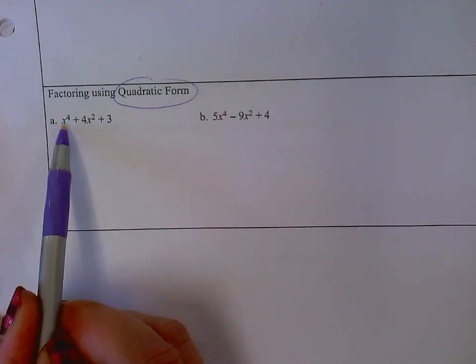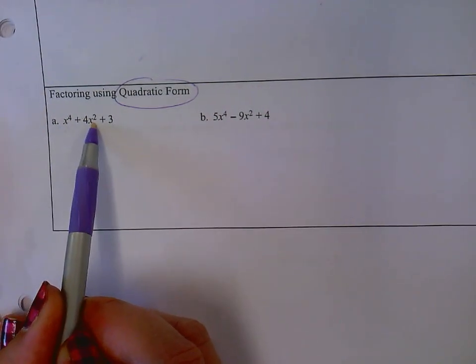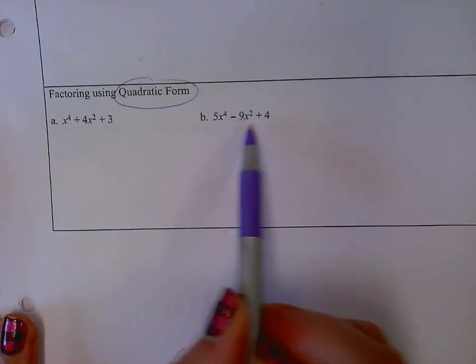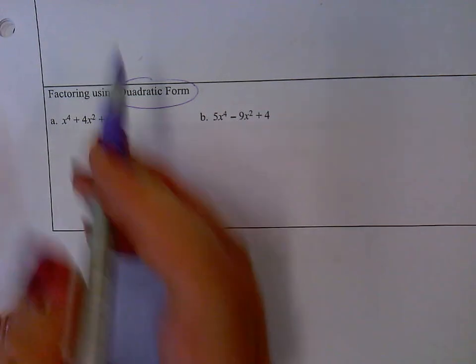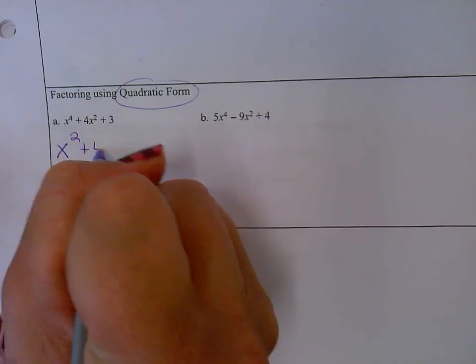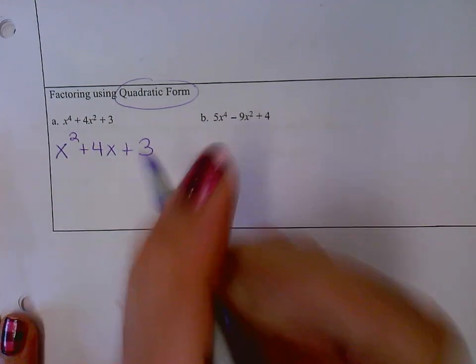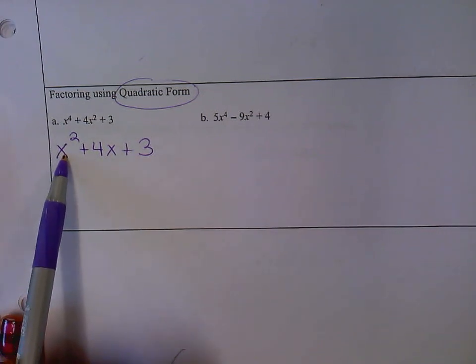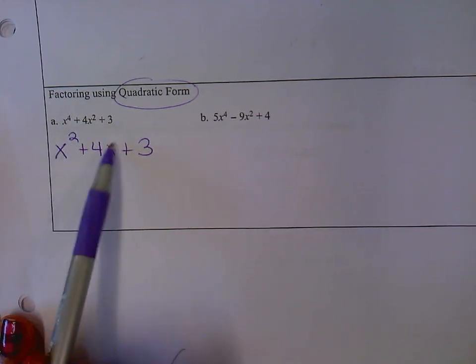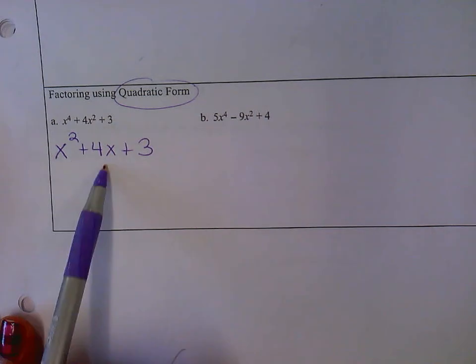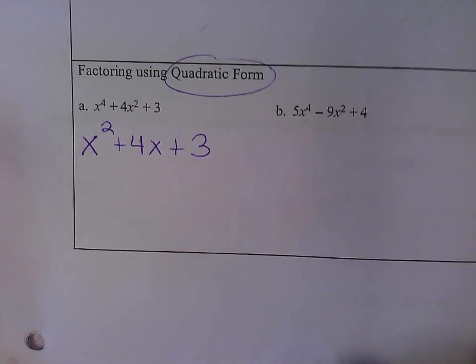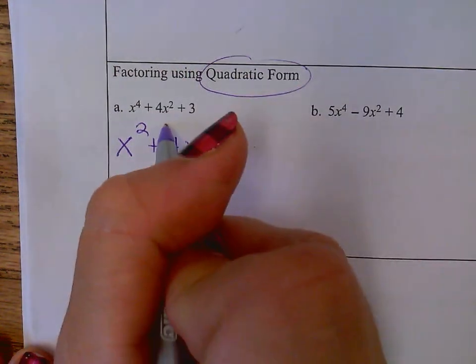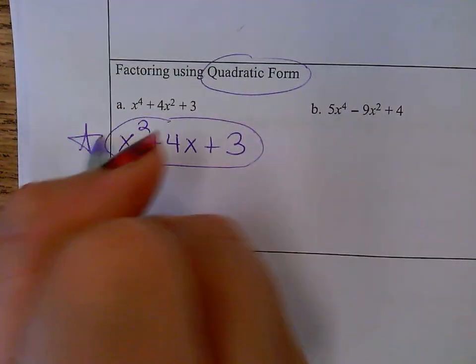See how this goes x to the 4th, then x squared, then a constant. Same thing over here, x to the 4th, x squared, constant. What you do is you pretend that this is a quadratic function. So you just make this x squared, like standard form, plus 4x plus 3. I know those are not equal, but this is a strategy. All right, everyone knows how to factor this quadratic, right?